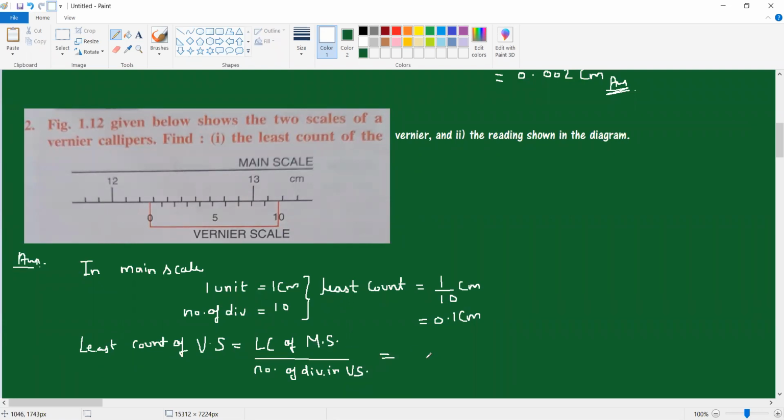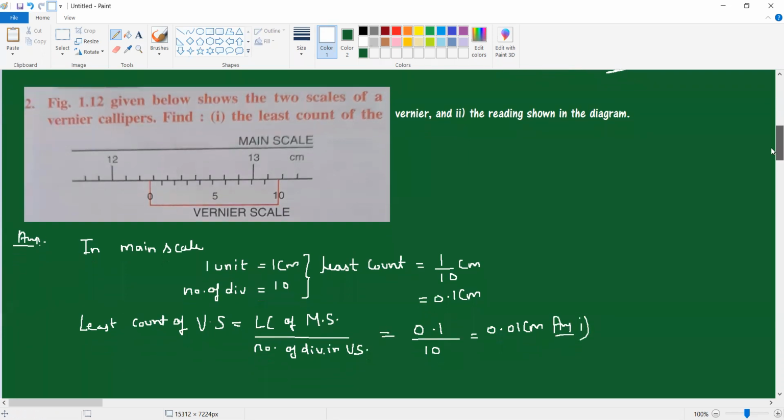So least count of main scale is 0.1 centimeter and number of divisions in vernier scale are how much? 1, 2, 3, 4, 5, 6, 7, 8, 9, 10. Yes, there are 10. So least count of vernier scale is 0.01 centimeter. It must be clear by now. This is the answer we required in first part. Let's move on to the second part.